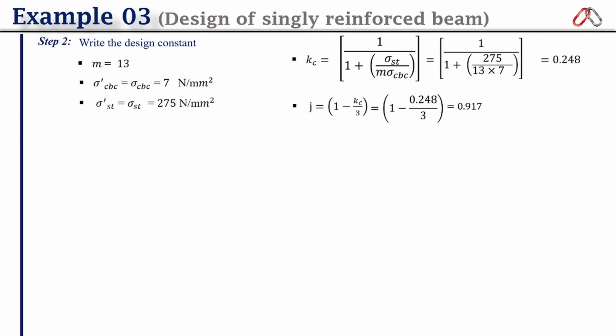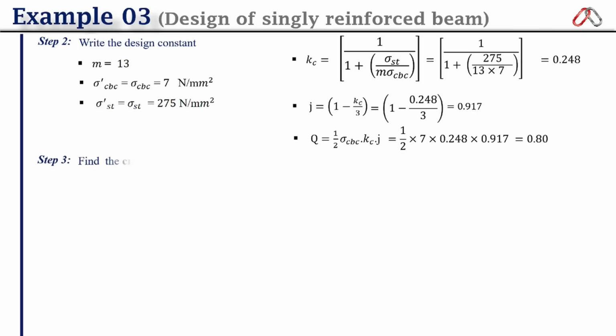Next design constant is the moment of resistance coefficient Q, and its formula we know already, 1 by 2 sigma cbc kc into j. We already calculated the values of kc and j, so the value will be 1 by 2 into 7 into 0.248 into 0.917, and the final value of Q is 0.80.